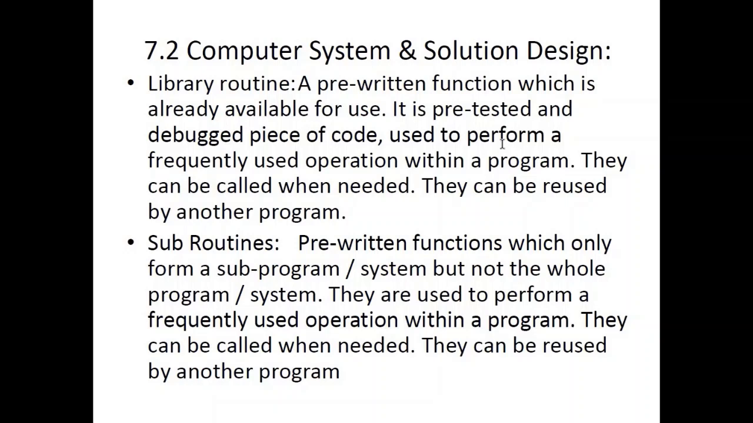For example, the close button or the print option is used in almost every software nowadays, so they can be considered as subroutines. Whereas, let's say, the whole file menu can be a library routine, where you get multiple functionalities or multiple options. Library routines and subroutines are both written inside library files and are both pre-tested, pre-written, pre-debugged pieces of code. Just that library routines perform a larger or more complex function, whereas subroutines perform simpler tasks. Hope you have understood that.